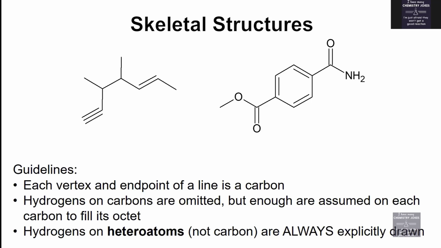Hydrogen on heteroatoms. What the heck is heteroatoms? Heteroatoms, anything that's not carbon, has to be explicitly drawn. So like this nitrogen has 2 hydrogens, those must be explicitly drawn. Hydrogens on heteroatoms cannot and shall not be assumed. Let's draw out these examples. Let's take these skeletal structures and draw them out explicitly as carbons and hydrogens, full, big Lewis structures. Let's do that together.